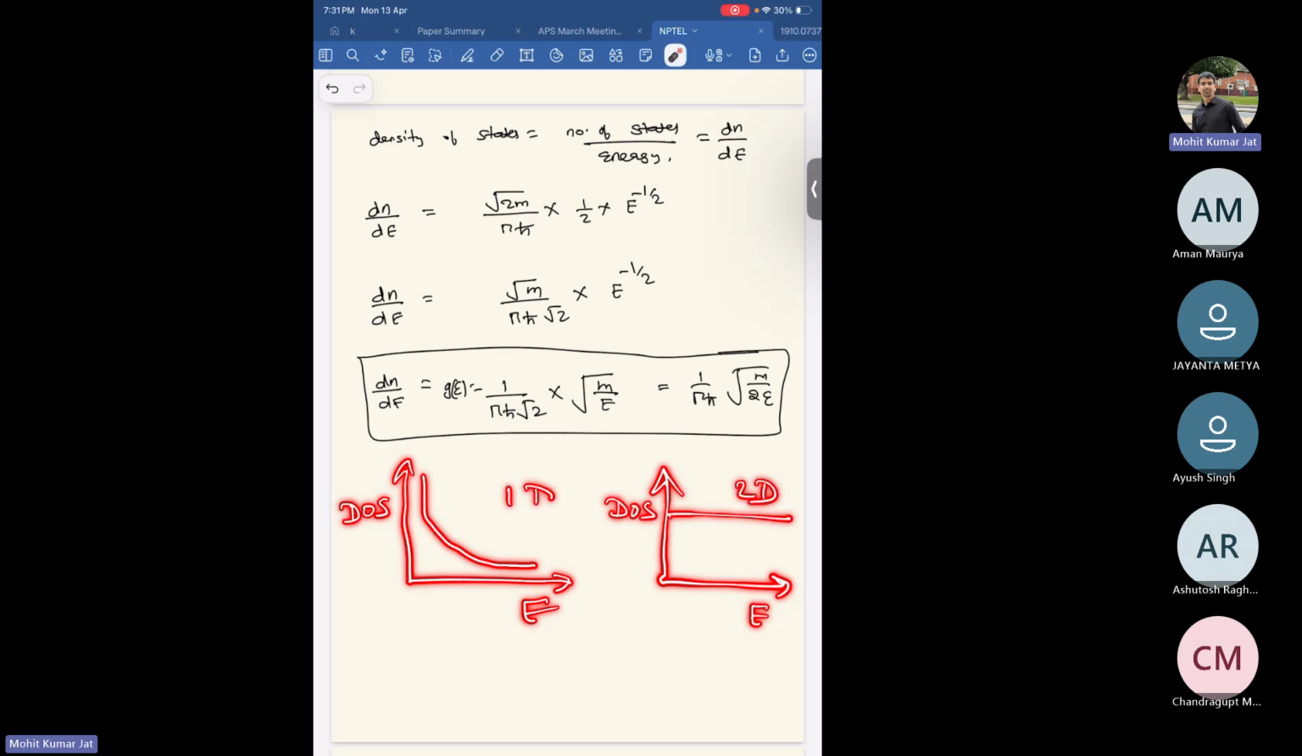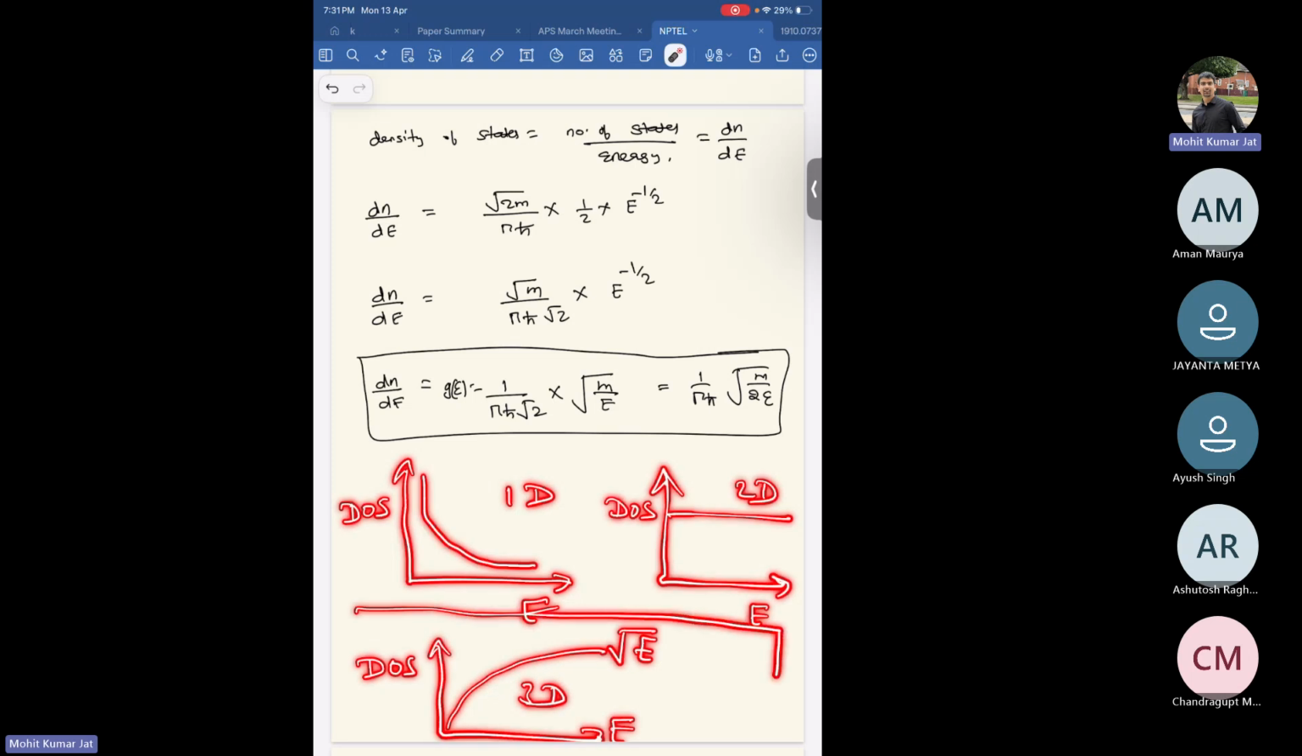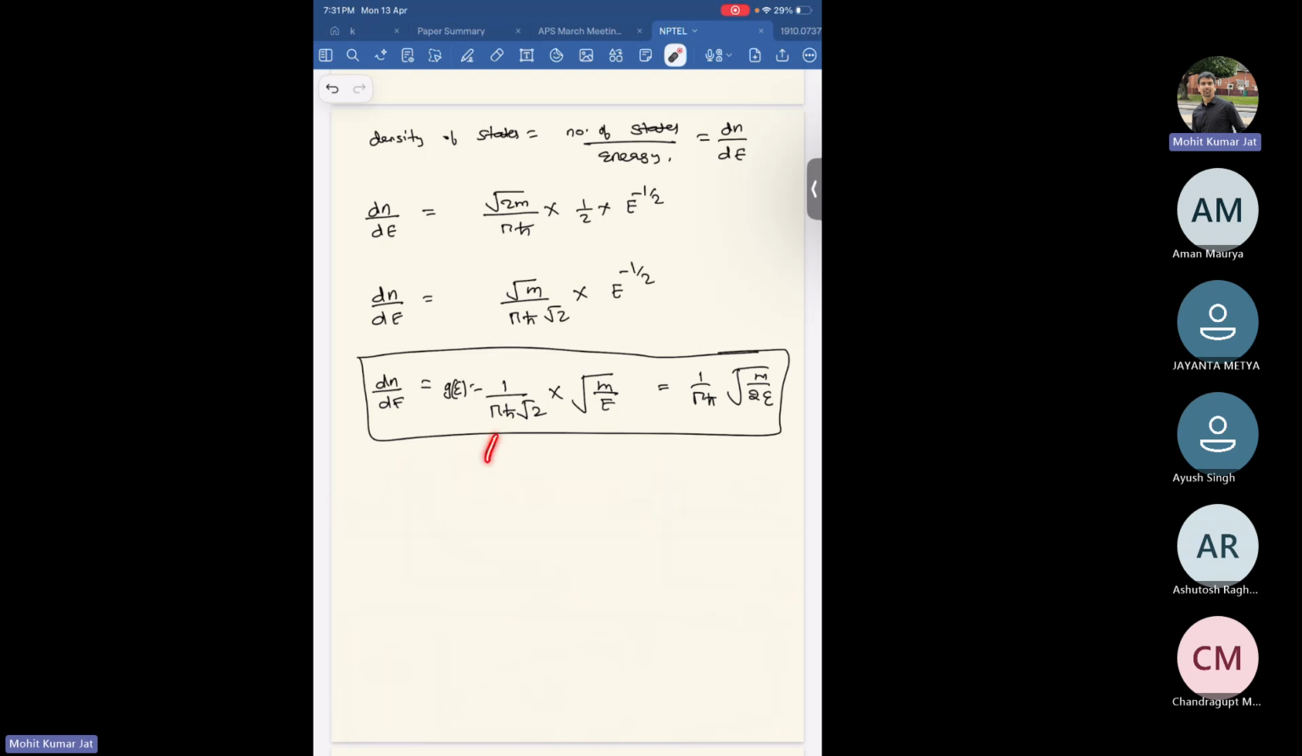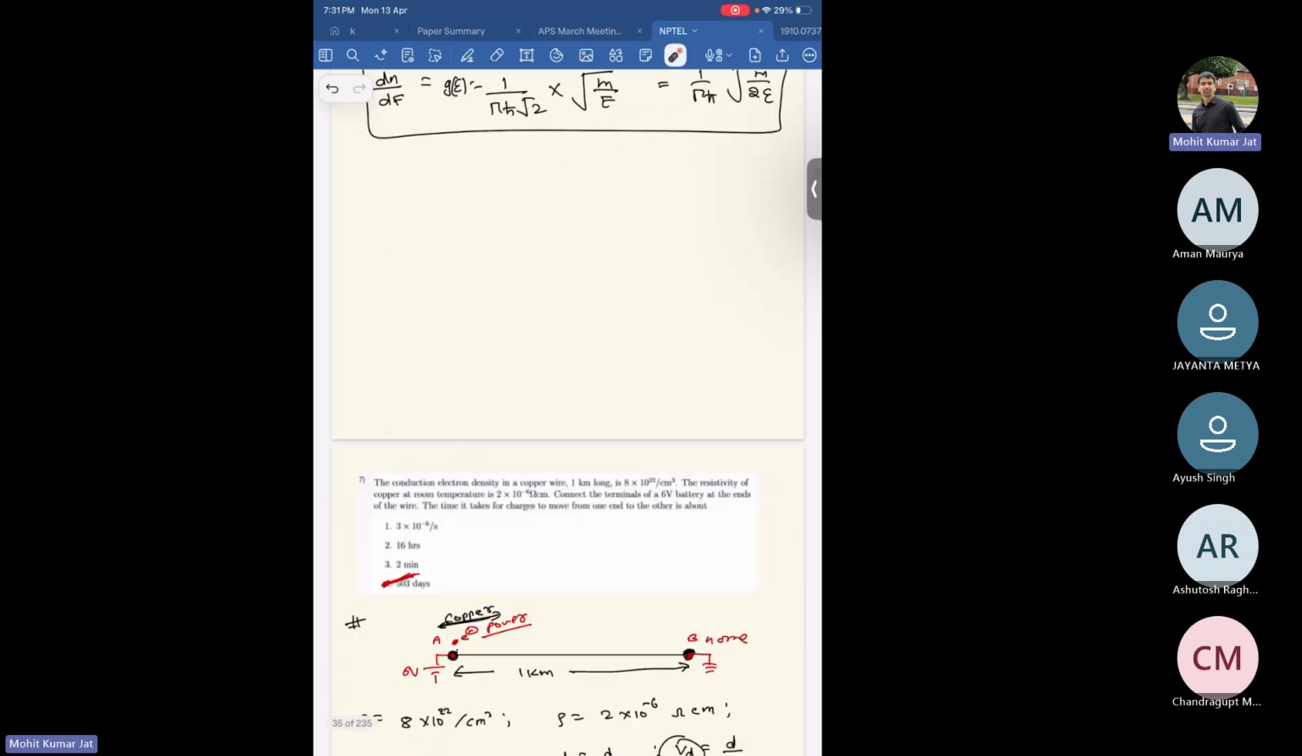This is 2D, this is 1D. For 3D, it will be like this. This will be root E, density of state versus E for 3D systems. That's what makes them different. So here it goes like E to the power minus half, and so on.